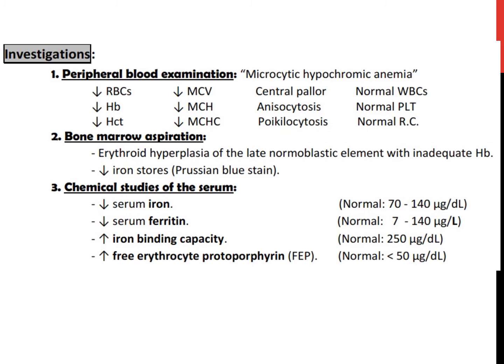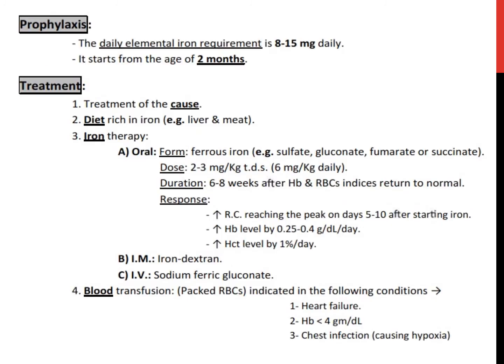And it's not a must for patients who have iron deficiency to have anemia, because only one third of iron deficiency patients will have anemia. So two thirds of iron deficiency patients will not have anemia. So a normal hemoglobin cannot exclude iron deficiency. This is very important. What about the treatment?